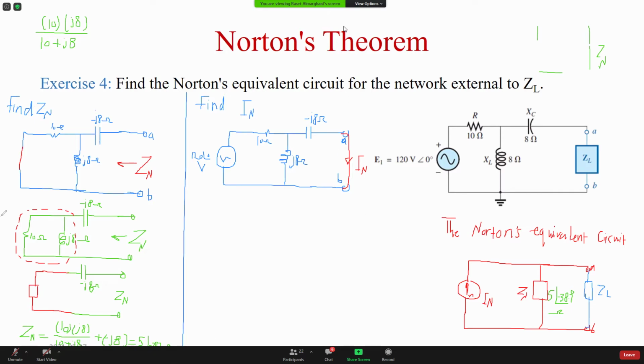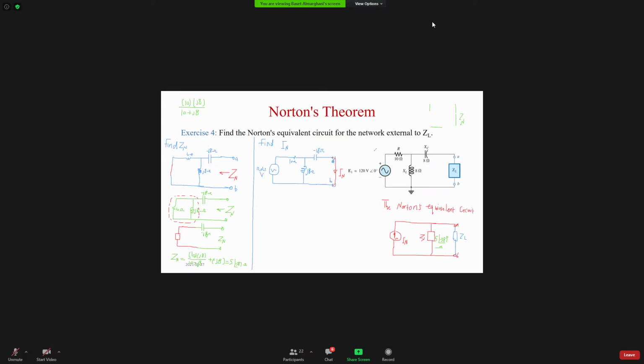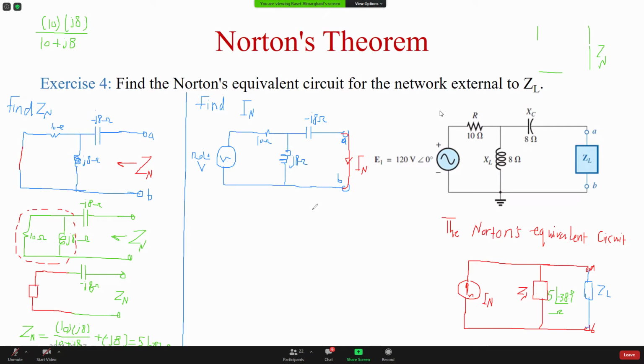Okay, now this is the first one. Now we're gonna do the IN. To find IN, this is the circuit. I can use any technique. I'm gonna use nodal analysis. So this is my node here, V equal to 0, and this is my node V1. Anything connected to it, this is the node. And this is the node here. Those are connected to it.